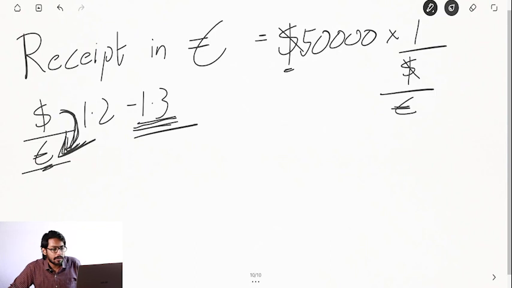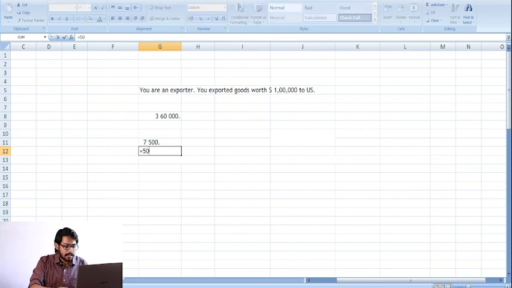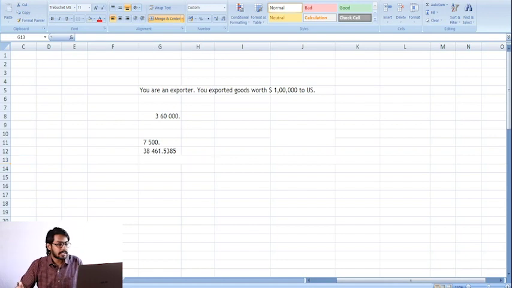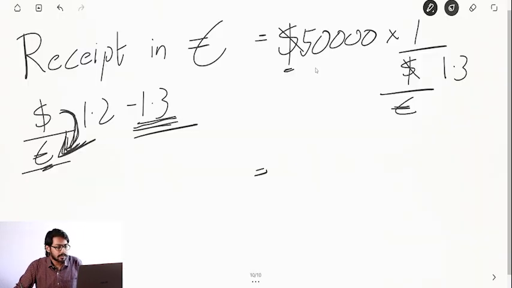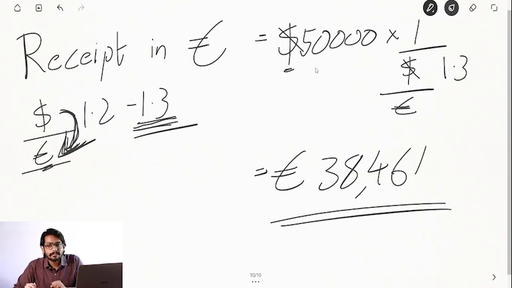So 1 by dollar by euro, 1.3. 50,000 divided by 1.3. Take out your calculator. What is 50,000 divided by 1.3? You will get 38,461. Your final answer is euro 38,461.